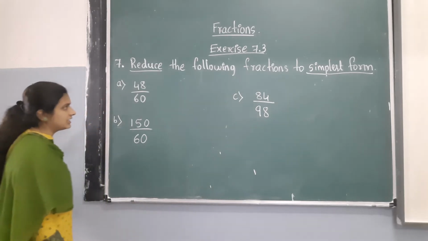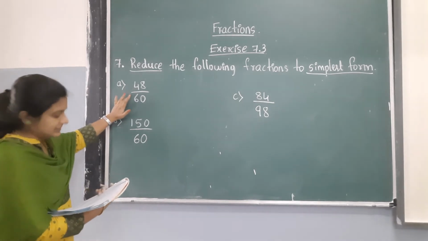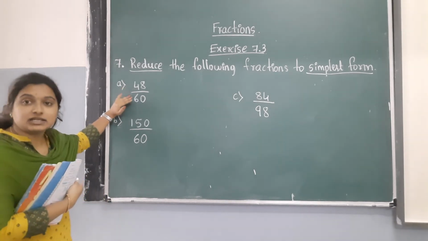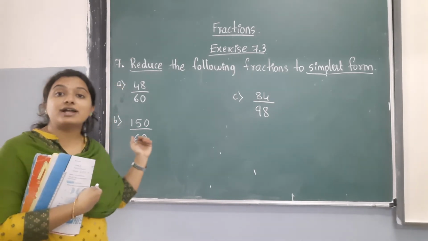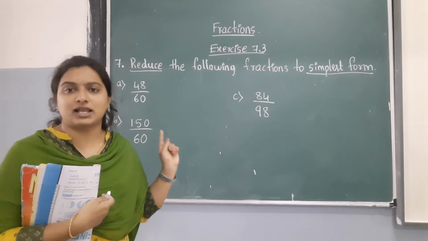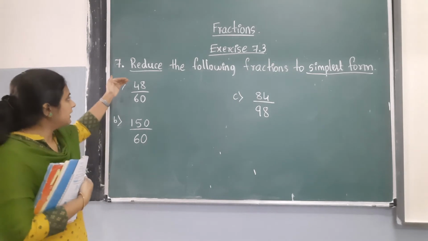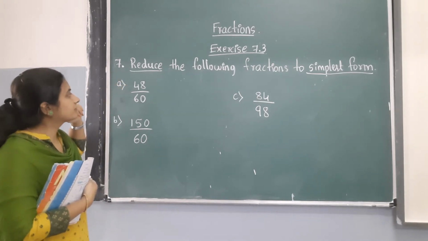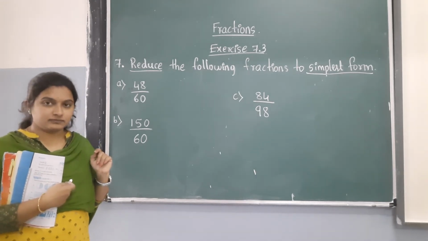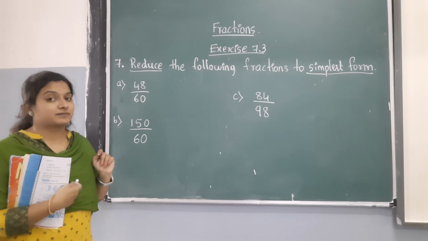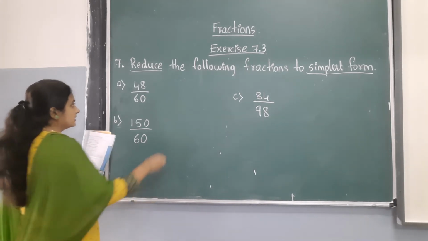How to cancel, teacher? See here, 48 and 60, the two numbers they have given. These two numbers must divide from the same table. These two should be in the same table. For example, in which table will these two numbers be? 48 and 60. Which table? 12 table. See here, in the 12 table these two numbers are there.